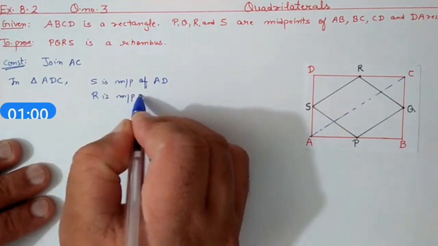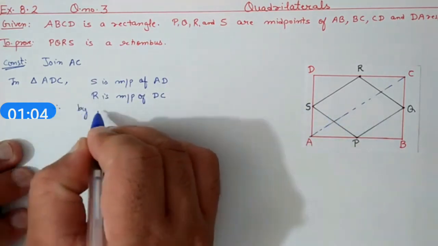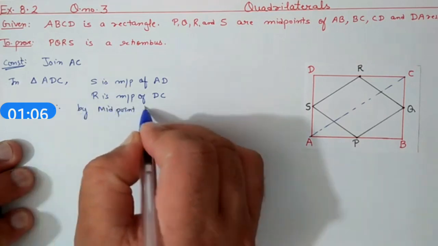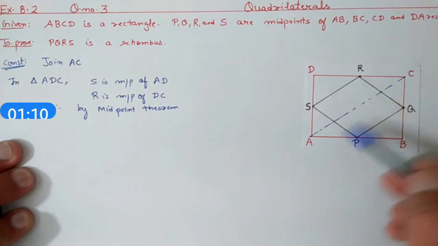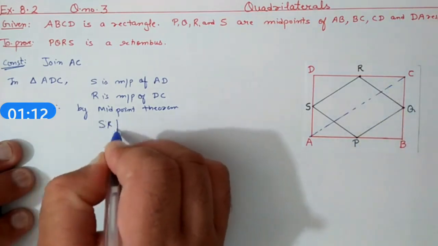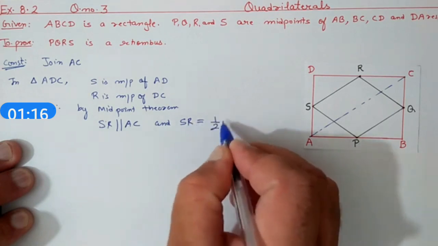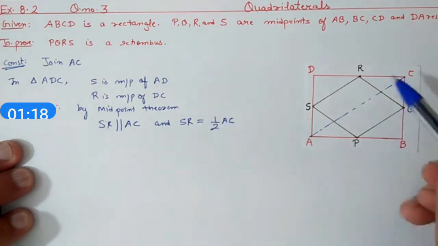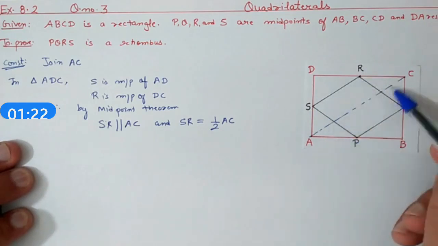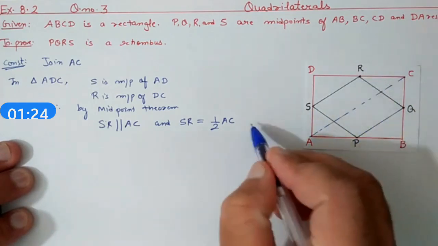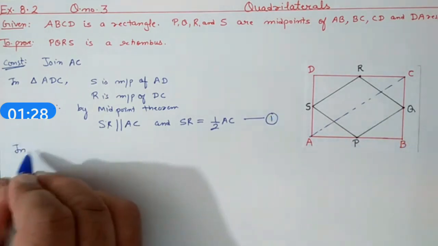So you can write here in triangle ADC, S is the midpoint of AD, R is the midpoint of DC. So by midpoint theorem, we will write here SR parallel to AC, and SR will be equal to half of AC. We will give it equation number 1, and now move to the next triangle, triangle ABC, where we use the same result for the points P and Q.